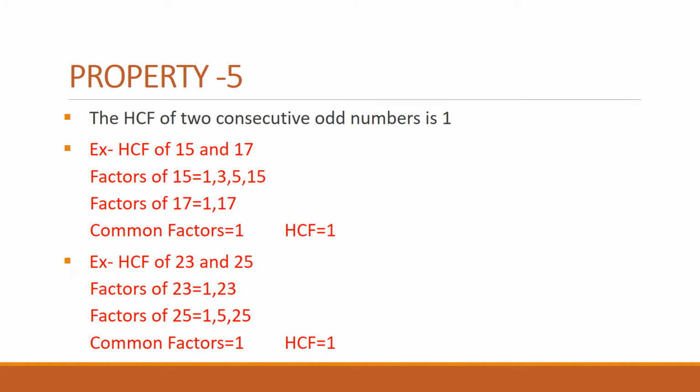Factors of 15 are 1, 3, 5, 15. Factors of 17 are 1 and 17. So the common factor is only 1. HCF will also be only 1.